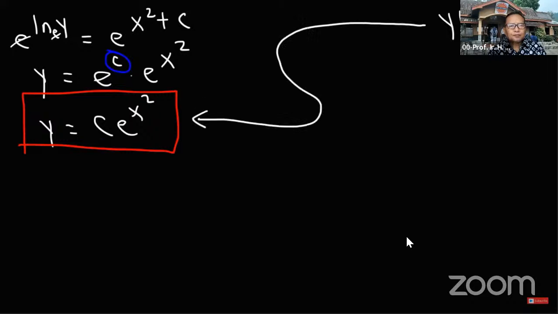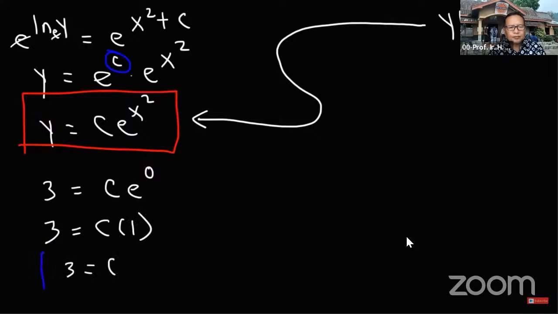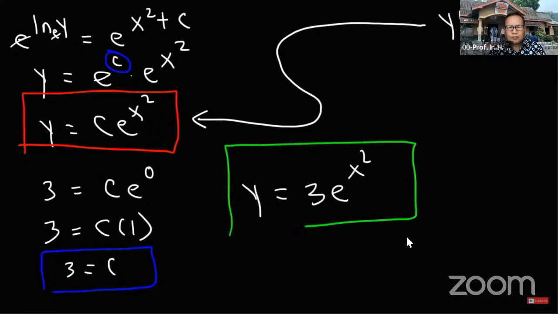Now let's plug in our initial value. y is equal to 3, x is equal to 0. Anything raised to the 0 power is 1. So therefore C is equal to 3 in this example. So the solution to the initial value problem is 3e raised to the x squared. And so that's it. So now you know how to solve the initial value problem as it relates to differential equations.